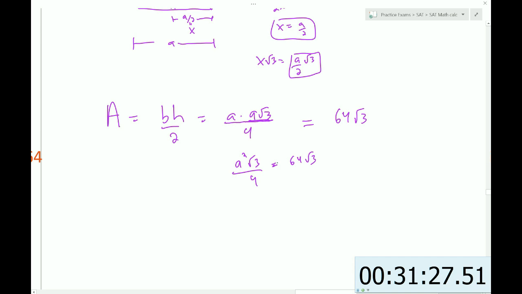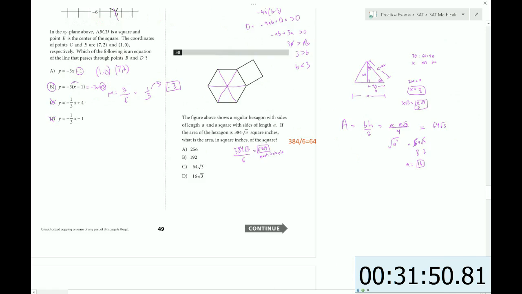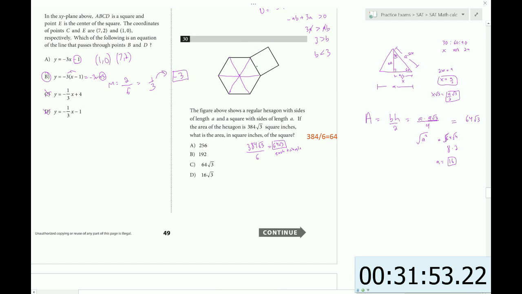And from here, the rad 3's can cancel, so we just divide by that on both sides. And we can move the 4 over to here. Now we can square root both sides. We can actually square root these separately if we prefer. So that would give us 8 times 2, which is 16. That would be equal to A. So now the area of the square, the length here would be 16 by 16, so that would be 256 if you multiply those together.